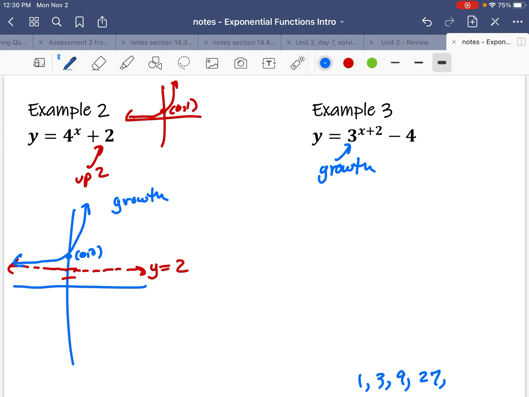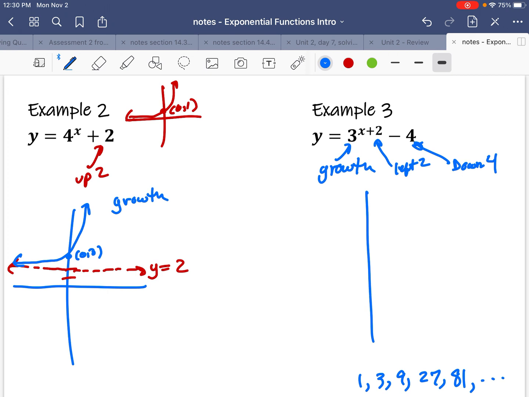what's 27 times 3? 91? No, 60 plus 20, 81, sorry. All right, and then, you know, keep going up. So it rises really fast. So what we also want to know about this is that it moves to the left 2 and down 4.